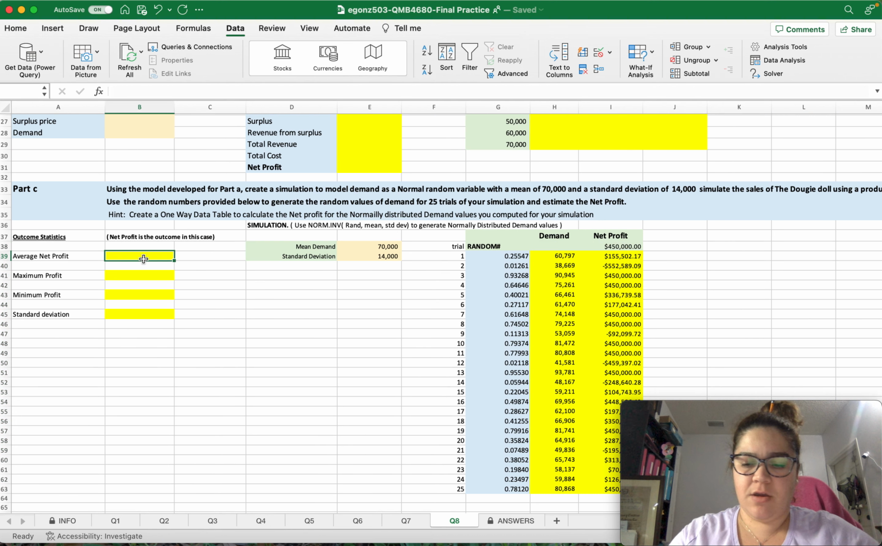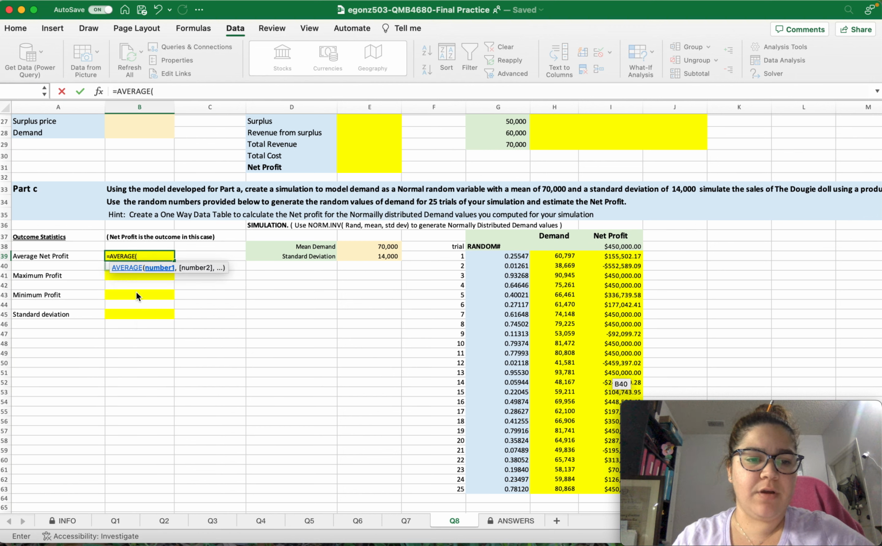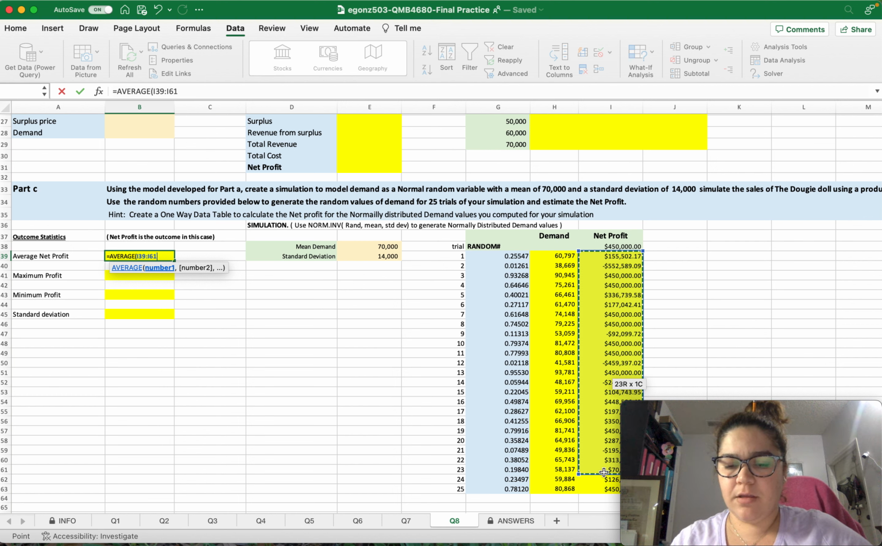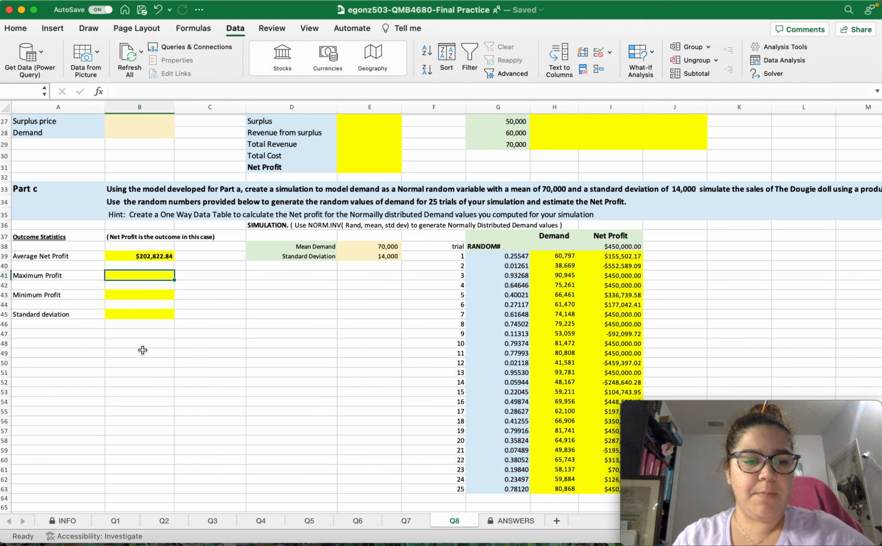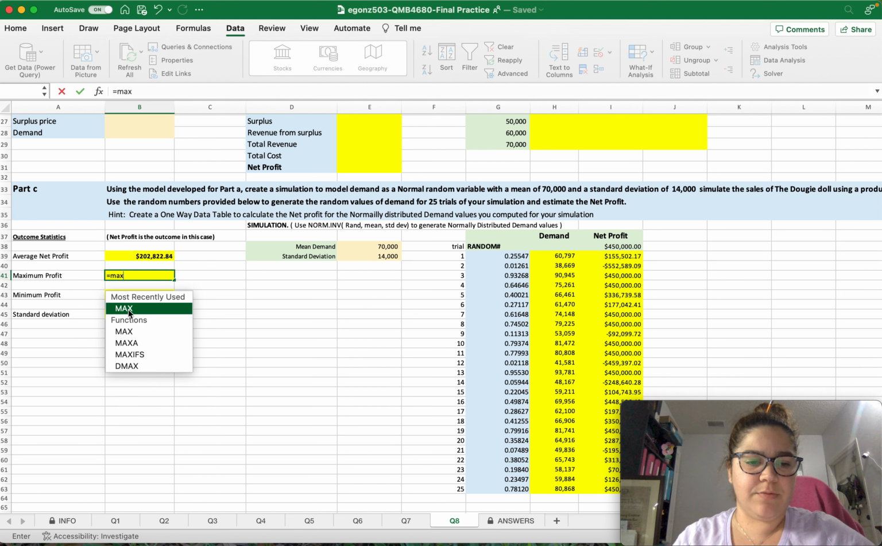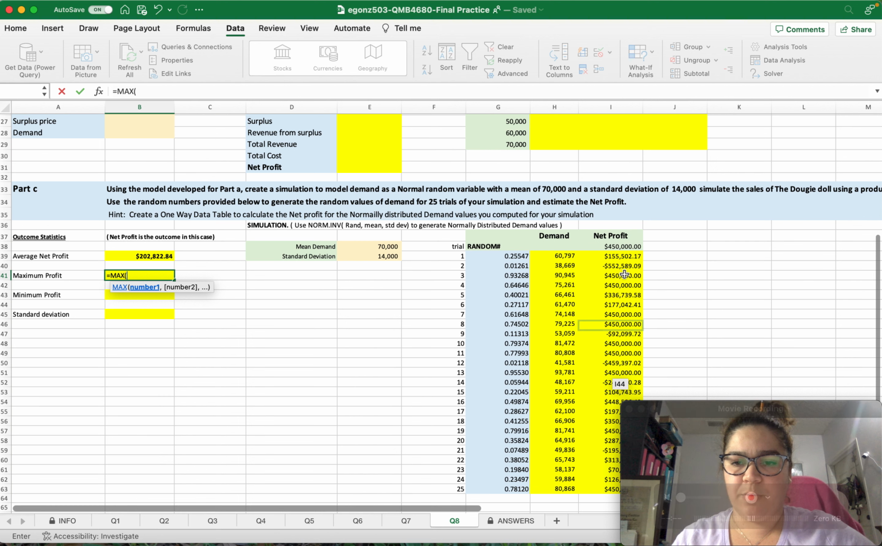So this right here, we're going to do the average net profit. So I'm going to hit average. Let's scroll down. I'm going to scroll down. Okay, my maximum profit. I think this is right. Maximum profit. So again, here.